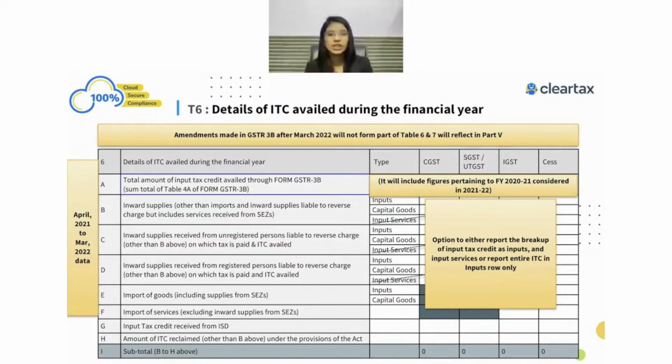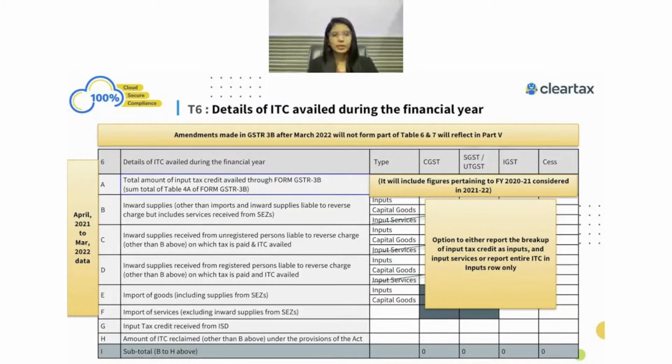There can be a chance that there was some ITC in table number 6 which was related to the previous year but has been claimed in FY 21-22. There is a chance, obviously, but still that will be shown in table number 6. We'll talk about that, there would be another entry about how exactly that amount has to be shown. But when you look into table number 6, the ITC you have claimed in FY 21-22 has to be shown in your table number 6.